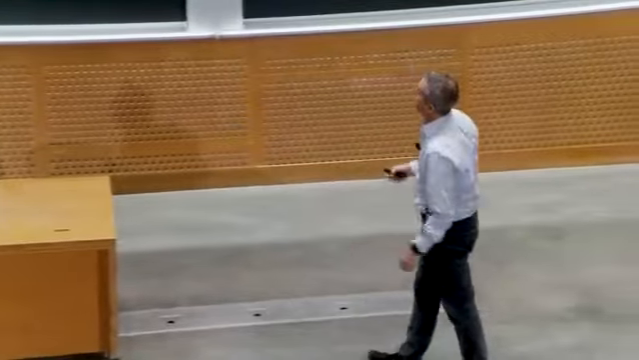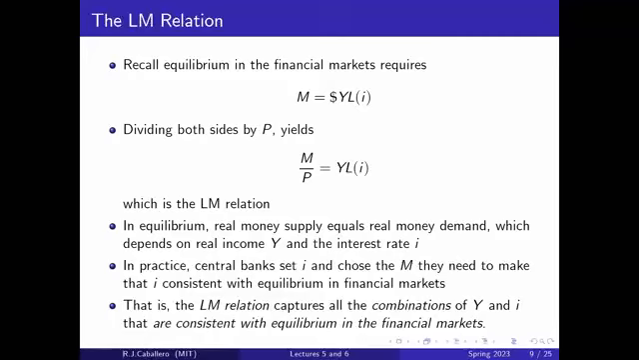Good. Then we move to the LM relation. And the LM relation is just equilibrium in the financial markets. This is combinations of output and interest rate that are consistent with equilibrium in financial markets. And we constructed it from our money supply equal to money demand in nominal terms. Then we divided by P, which is not very interesting in this part of the course because P is constant. We're assuming that P is not moving. That's the price of goods and services. And then we have this equilibrium now stated in real terms. So real money supply is equal to real money demand.